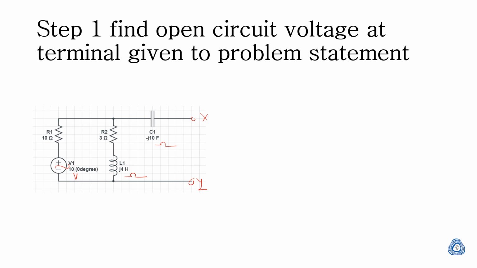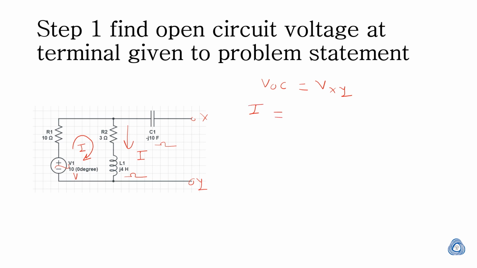So the first step, find open circuit voltage VOC, in our case VXY. To find that, once we have the open circuit, we want to find the current flowing through this impedance, and the voltage is nothing but impedance times current. So to find this current, this is loop current I. This I is going to flow through this resistor and impedance.